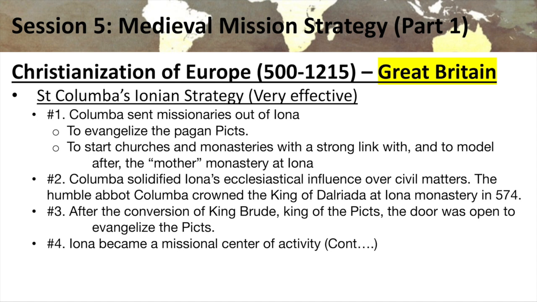Number three, after the conversion of King Brudei, who was the king of the Picts in the north, the door was open to evangelize the Picts. Again, that was the strategy of St. Patrick in Ireland. Well, Columba, being an Irish monk, brought that idea over, and so he evangelized King Brudei and ended up opening the door to evangelize the Picts, who were a very violent and warlike people.